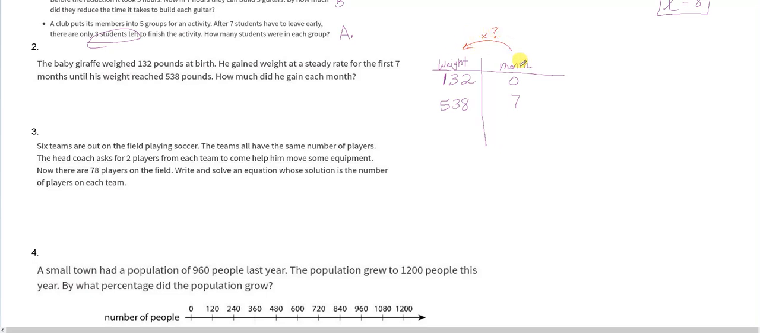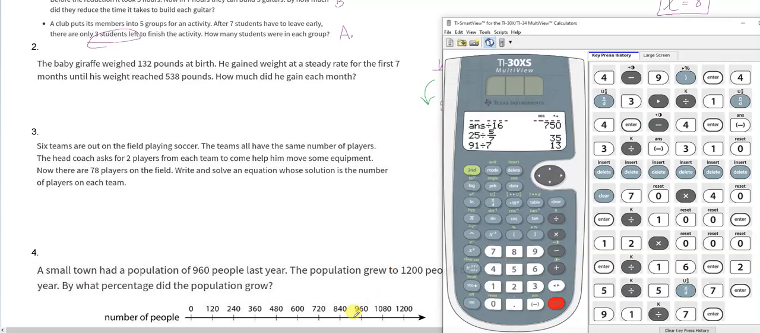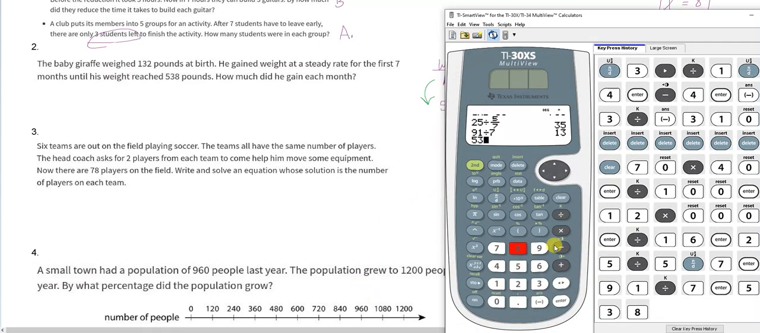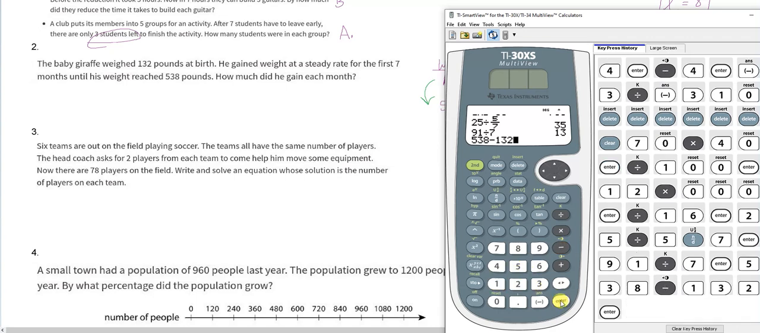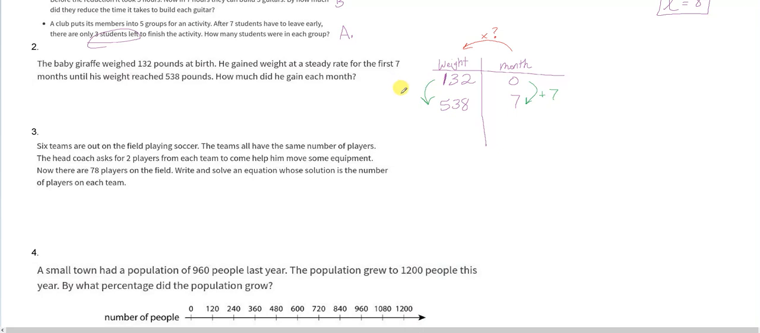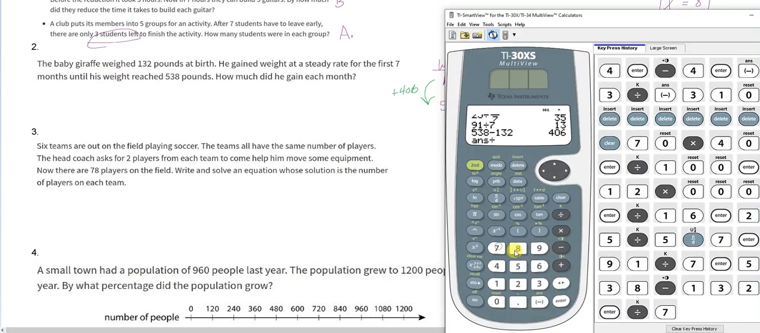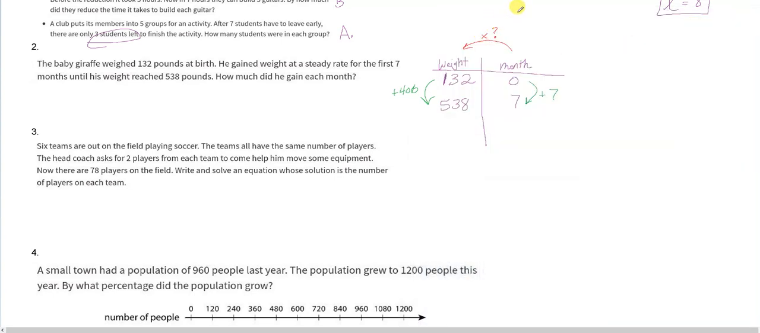You can't really just multiply by something, but you can look at the change from here to here like we have done and find a rule that gets us from side to side. Like we know that it went up 7 months, and in that 7 months it gained from 132 to 538. So we could do 538 minus 132. We see that in 7 months it went up 406. And so 406 and 7, let's see if they have a constant of proportionality between the change. They do, 58. So we know that we got a multiplier of 58 in here.